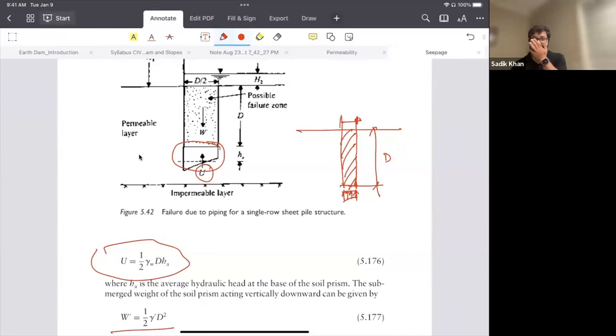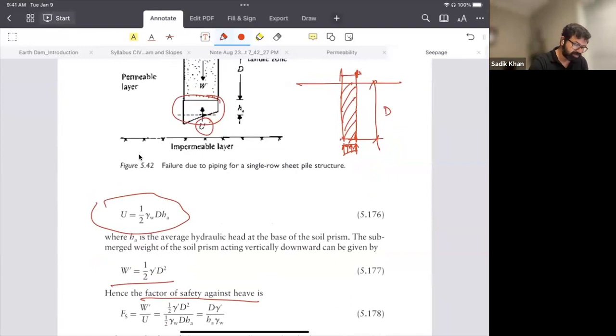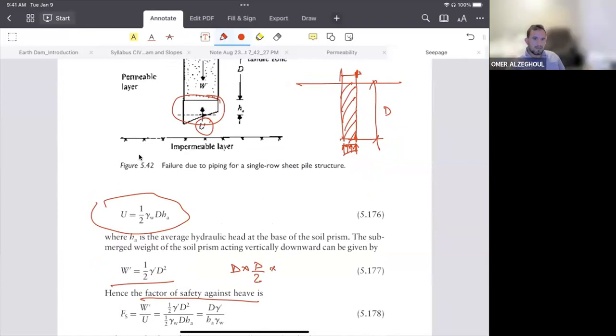So we need to find out the U, which is the pressure pushing it up, and the weight of the soil is pushing it down. So the weight of the soil is like the area. So the area is D multiplied by D by 2. So that's the area. And then we need to find out the unit weight. So the unit weight is gamma prime, not gamma, right? Why gamma prime? Because it's submerged, so it's effective unit weight.